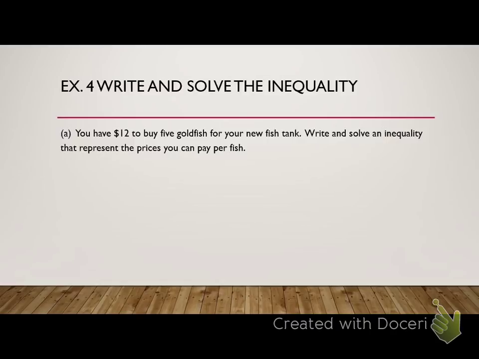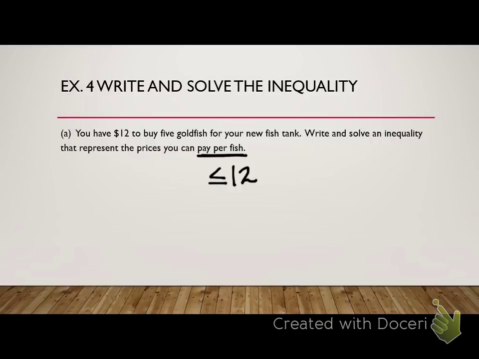So we know that we are going to spend $12 or less, right? Because we only have $12. We don't have any more than 12. So our symbol is going to be less than or equal to, because we do have exactly $12. But our problem is going to end with less than or equal to $12.